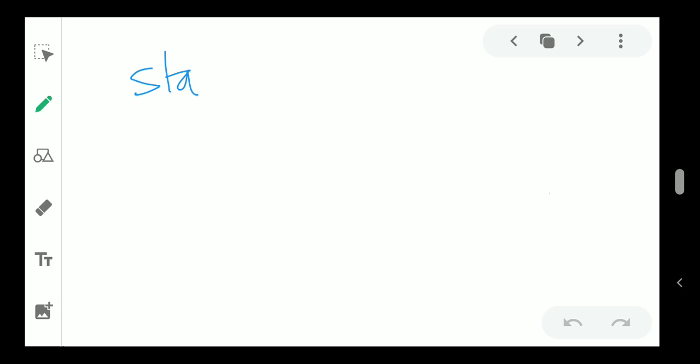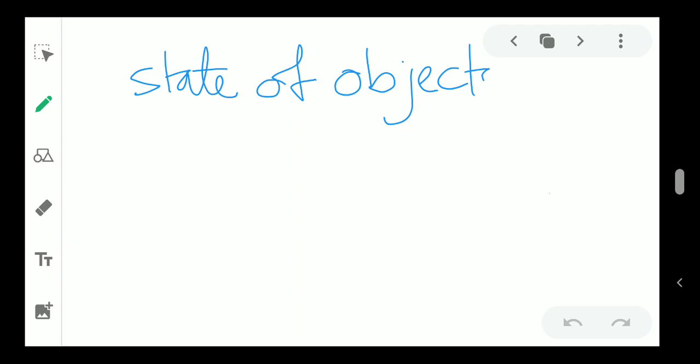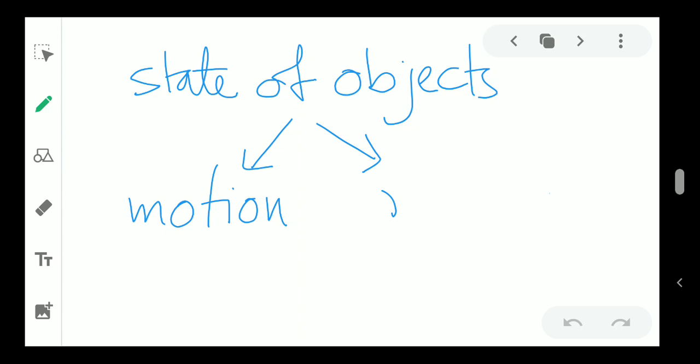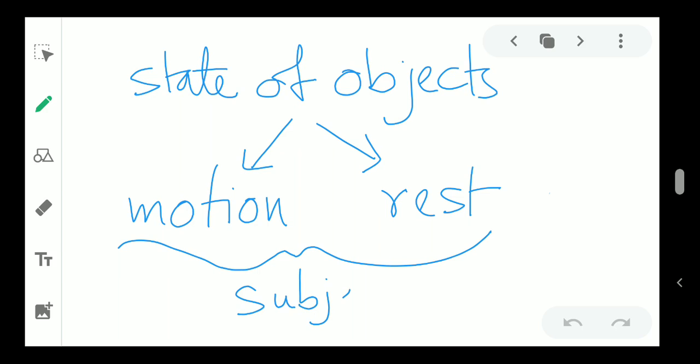So, state of object, any object. The state of objects is based on two categories. One is motion, that means the object can be in motion, and the object can be at rest. Now these two states, motion and rest, are actually apparent, or you can say subjective. Something may be beautiful to you, but that thing can be ugly to others. In the same way, motion and rest is subjective.